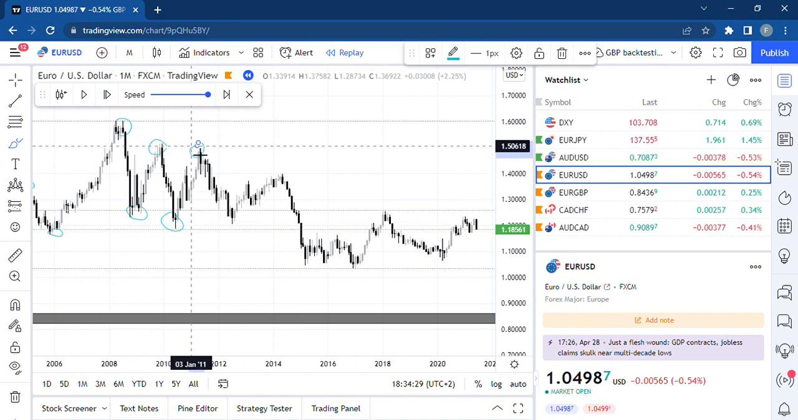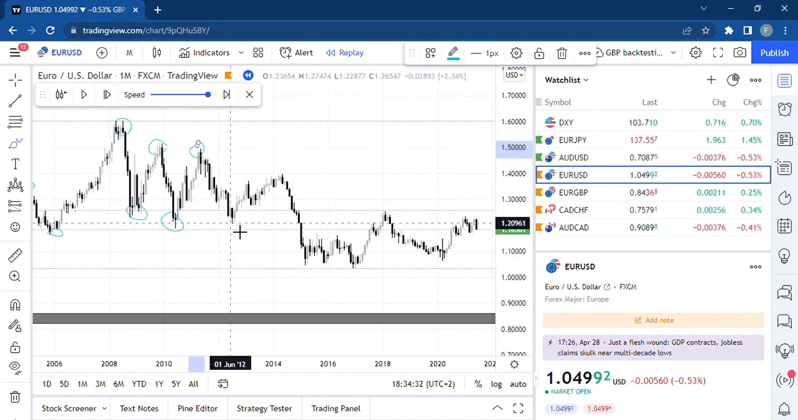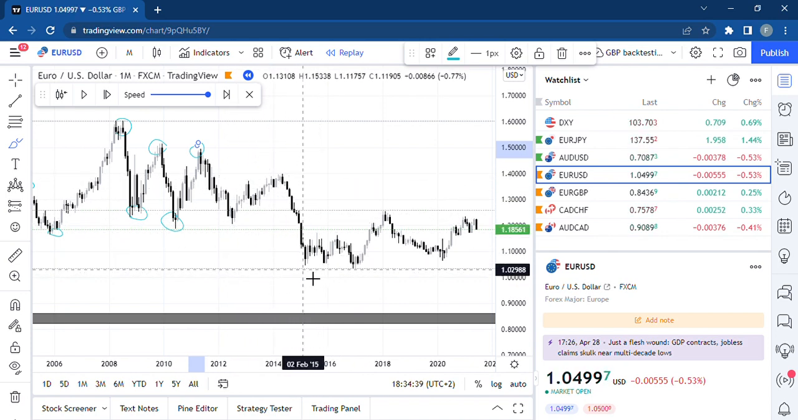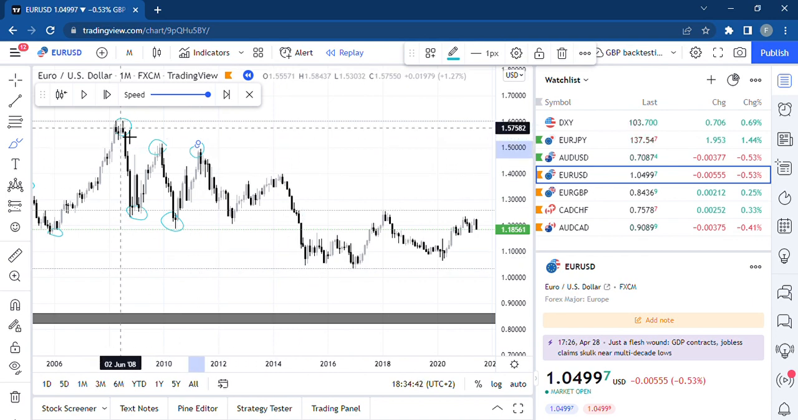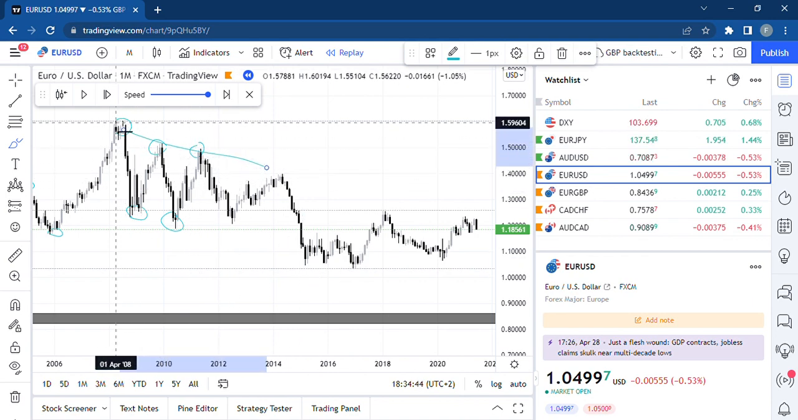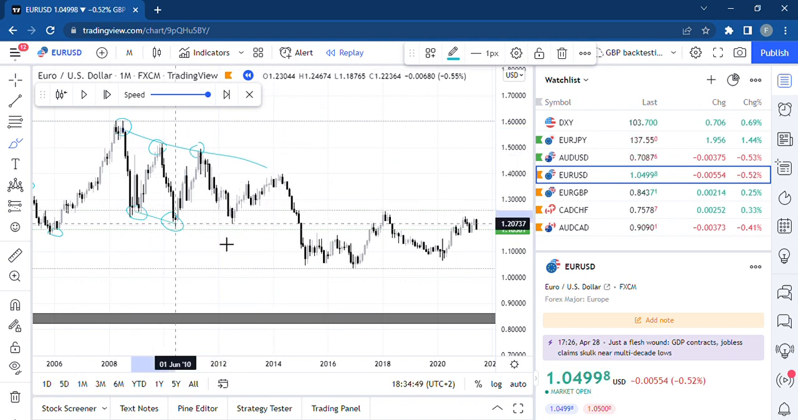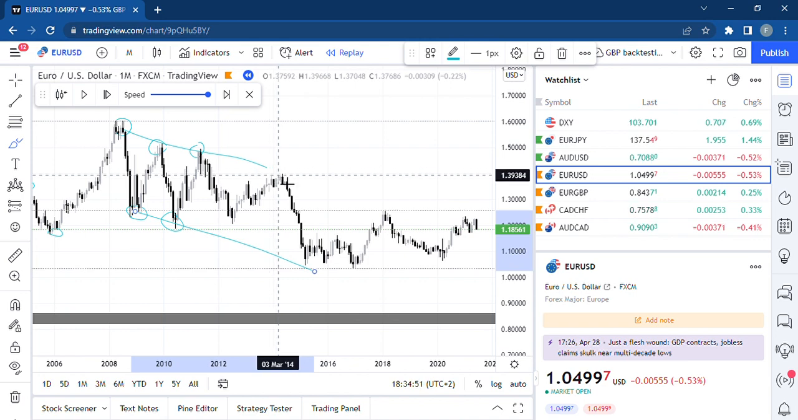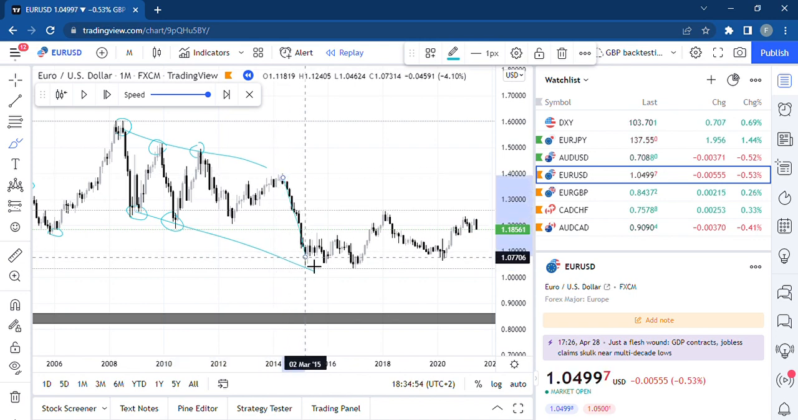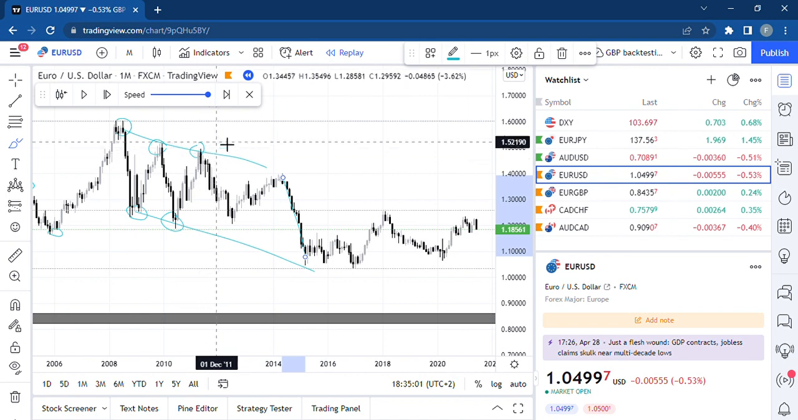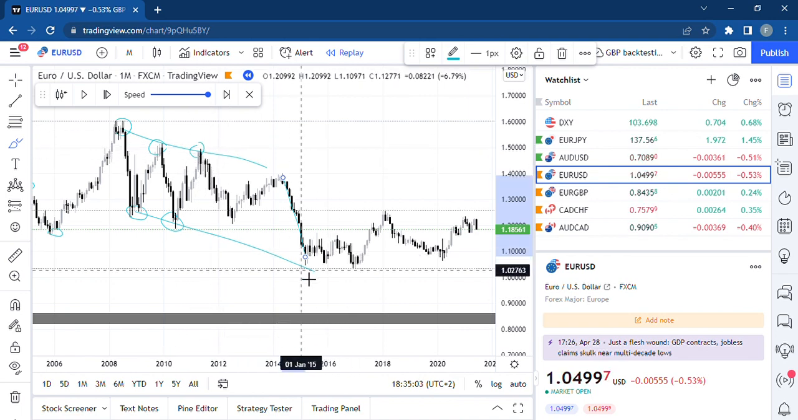Anyway, the market moved from here and it came down to here and it went up to here and it came down to this point, right? Meaning that we are in a bearish market. We are going down. It moved from there and it came down to this point, making this our lower high and our lower low.